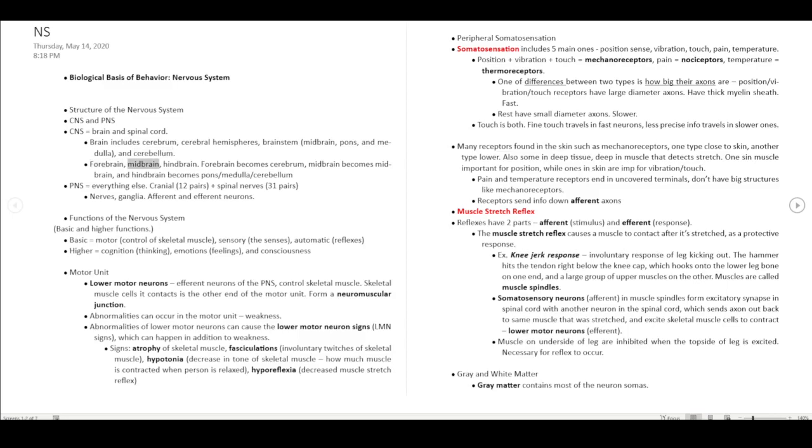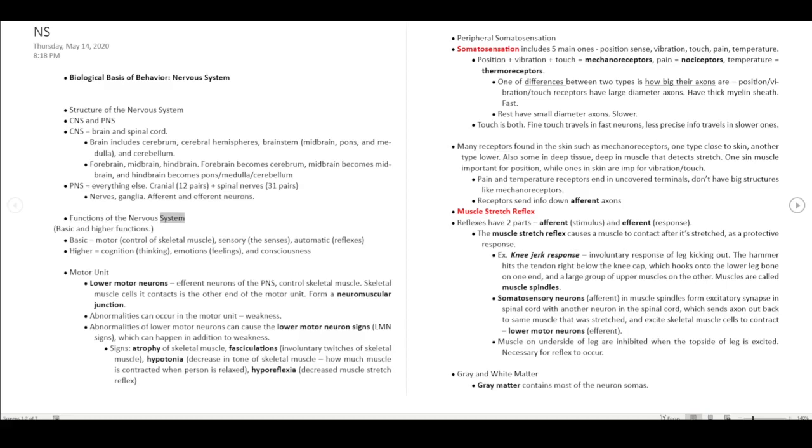Forebrain, midbrain, hindbrain. Forebrain becomes cerebrum, midbrain becomes midbrain, and hindbrain becomes pons/medulla/cerebellum. PNS equals everything else. Cranial nerves, 12 pairs, plus spinal nerves, 31 pairs. Nerves, ganglia. Afferent and efferent neurons.